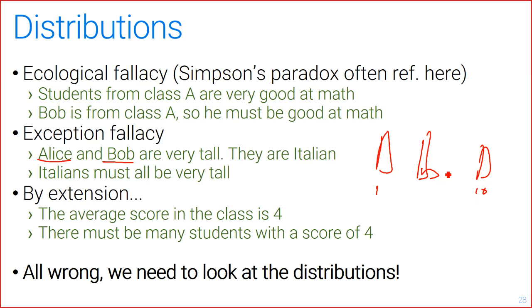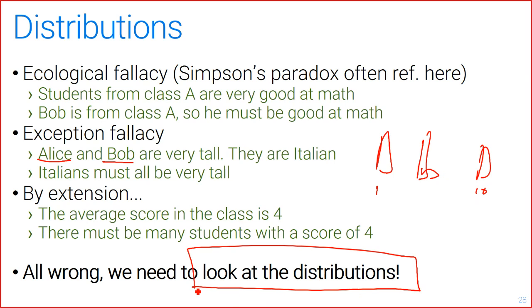So we know all these are fallacies. They cannot logically follow from what we know. And the point is, we need to look at the distributions. If we want to make statements about these variables, we need to look at the distributions. You know what a distribution is, right?